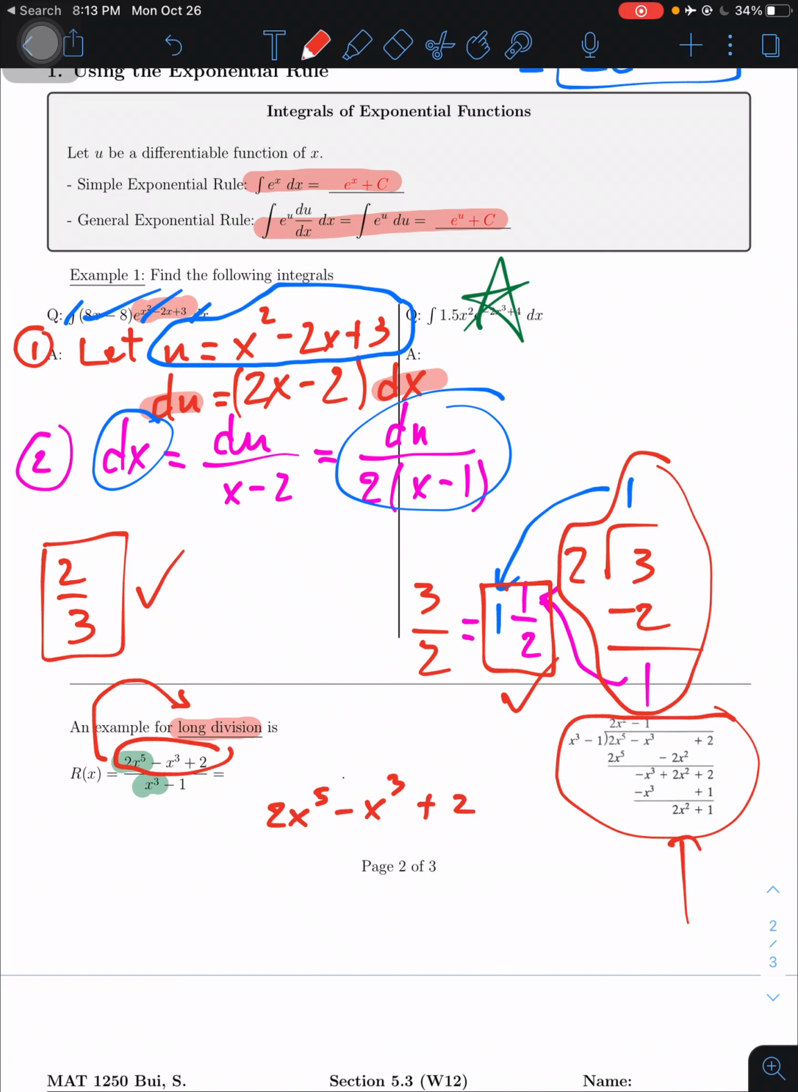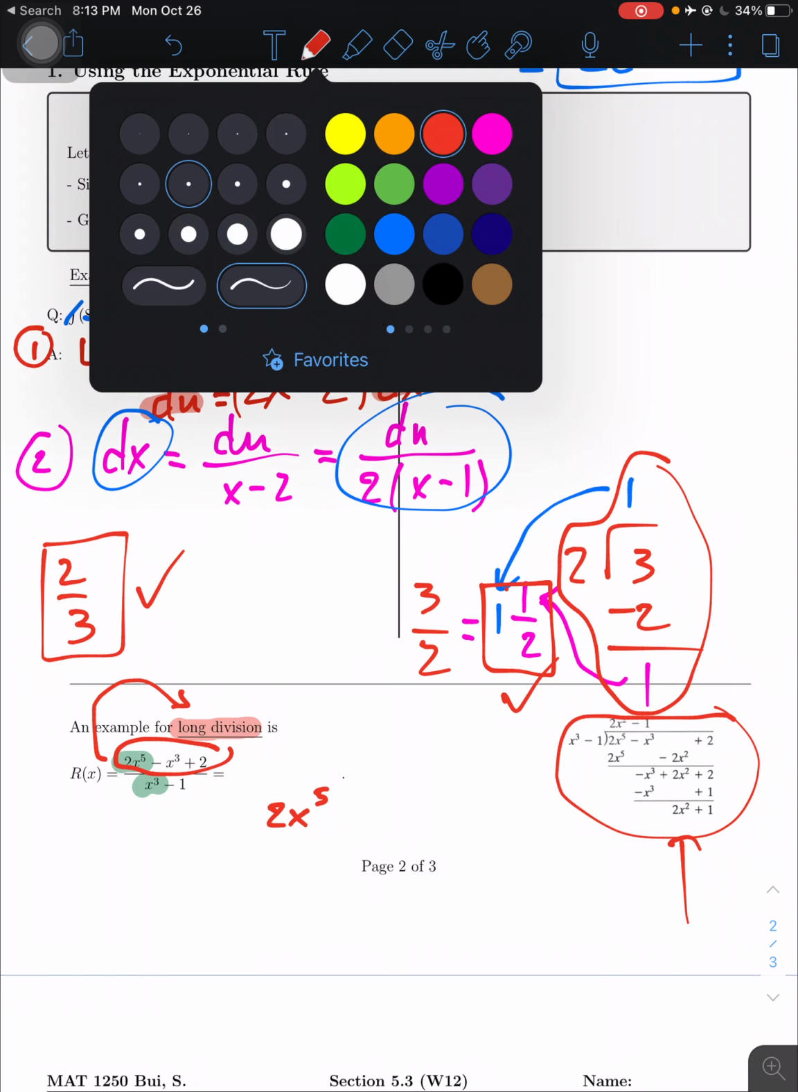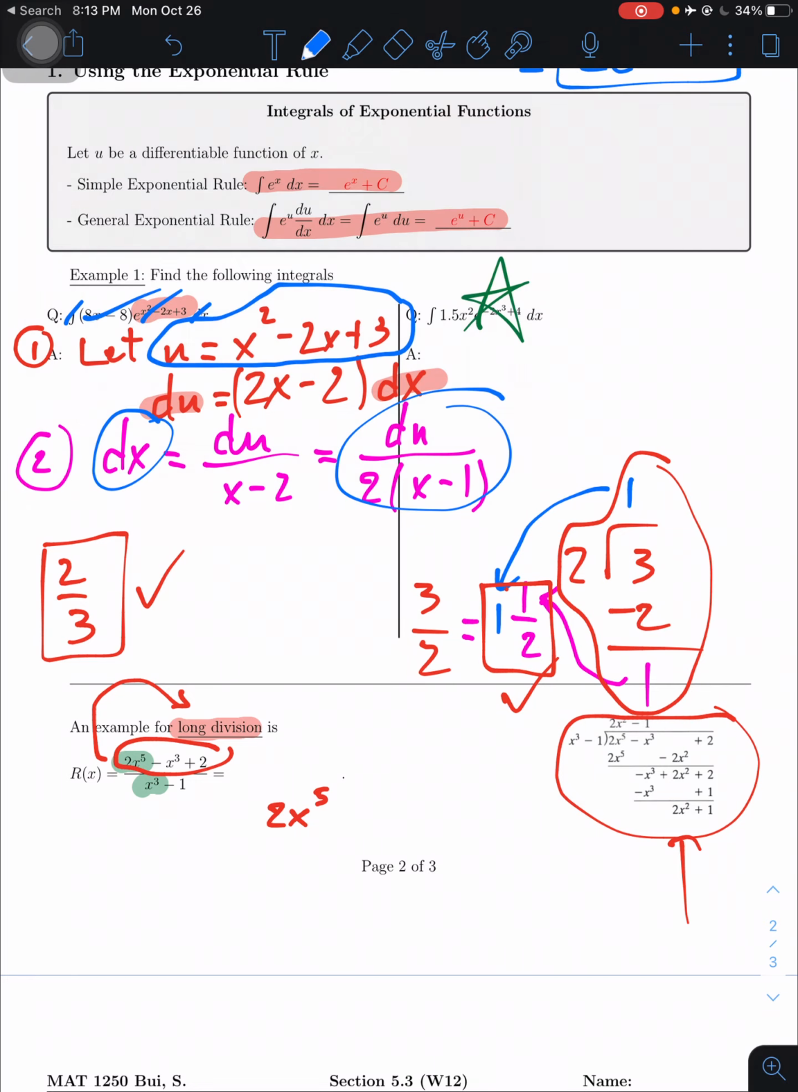But wait a second, there's something wrong with this function, right? Because the power goes from 5 all the way to 3 and then to none. I don't like that order, so instead of writing everything like that, let me space them out a little bit. I don't have anything with the 4th power, so let me jam it in really quick in blue by writing plus 0x to the 4th, because I don't have anything in x to the 4th.